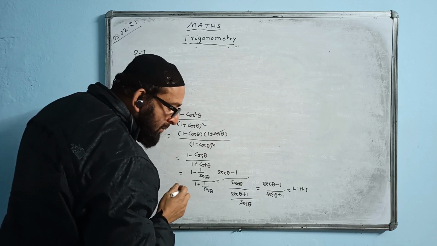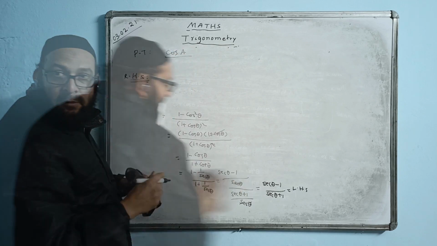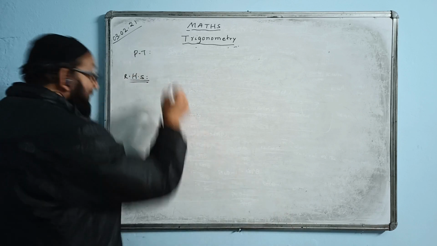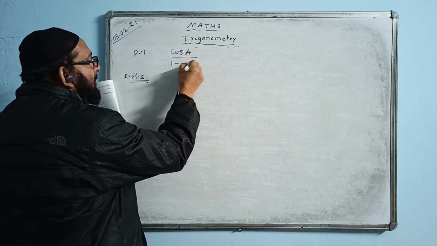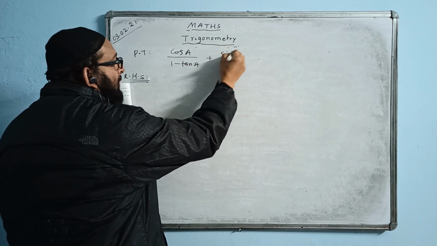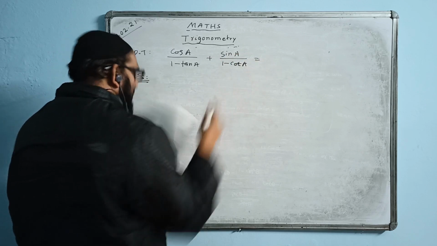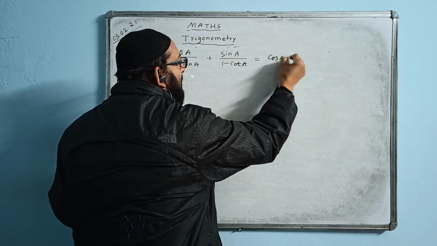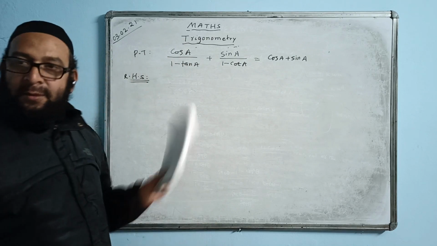Next question is here. Prove that cos A by 1 minus tan A plus sin A by 1 minus cot A is equal to cos A plus sin A. This is the question.